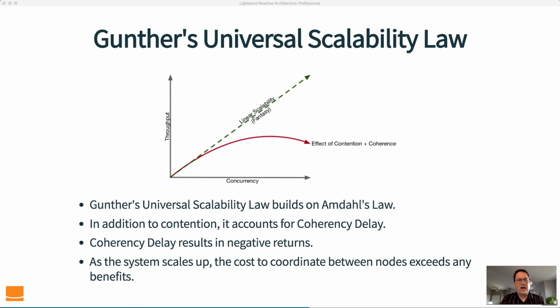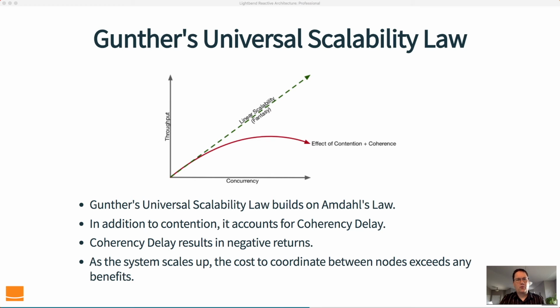Essentially what happens is, as we begin to scale up the system, the cost to coordinate between nodes can eventually exceed any benefits. As we scale up the system, we have to have more and more communication between all those nodes, more and more coordination with all of those nodes. And as a result, we eventually reach a point where the cost of that communication and coordination exceeds any benefits that we got from scaling up.